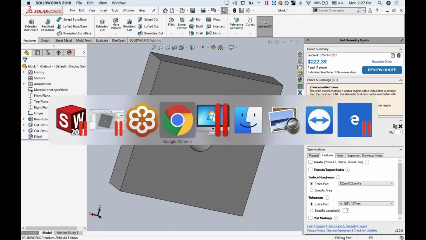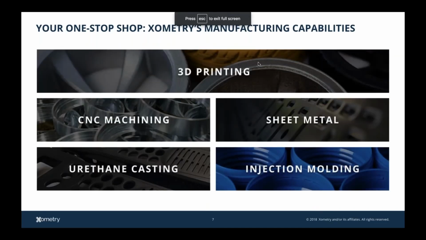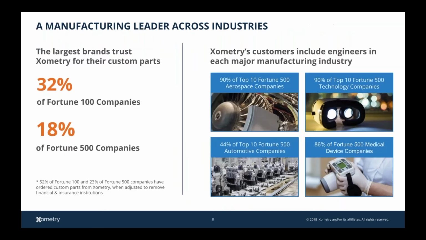So that touches all of the highlights of the add-in. In the last couple of minutes, Xometry offers not just CNC machining, but 3D printing, sheet metal, urethane casting, injection molding. Our goal is to be the one-stop shop for you to go to so that you can quote and buy all parts in an assembly or on your project, regardless of the process.